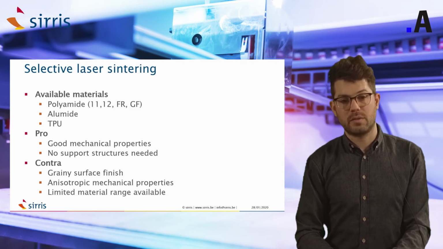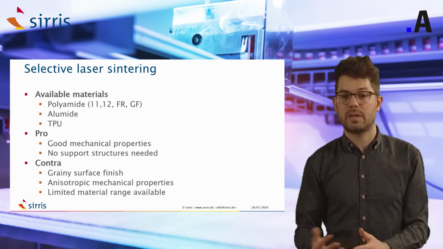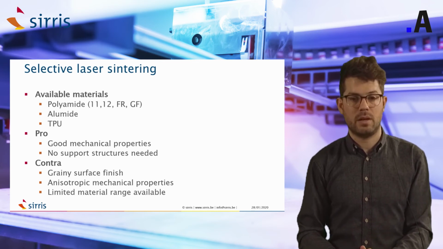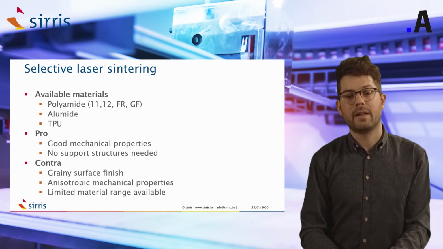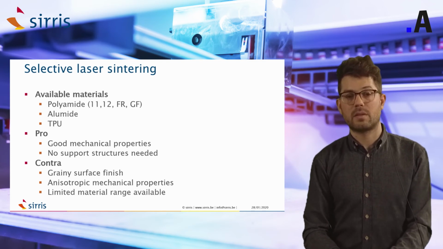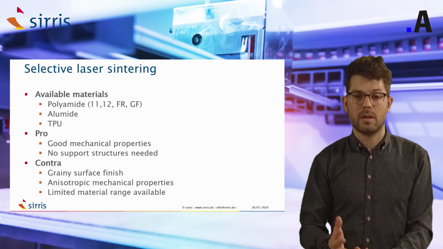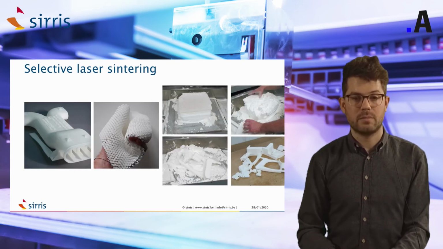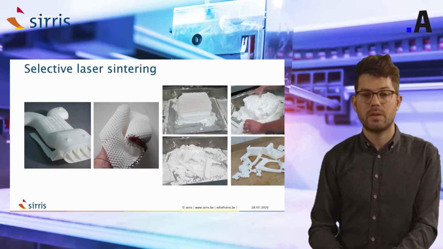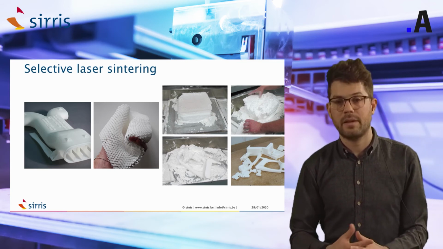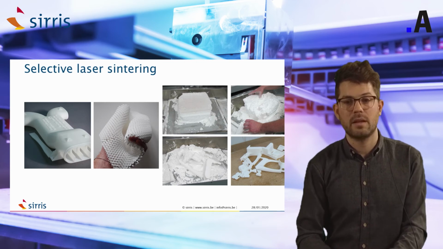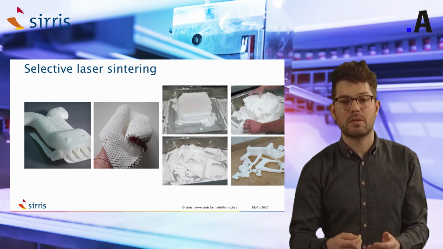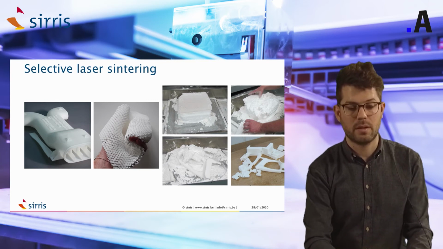We have anisotropic mechanical properties, so the properties are good, but we have to take into account that they might not be the same in all directions. And the material range is quite limited compared to, for example, FDM technologies. Here you can see some examples of parts. So the parts are printed in a cake, as you can see on the right side. We can print flexible interlocking parts, like you see in the middle.